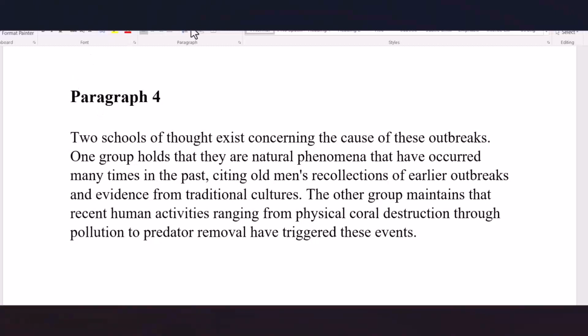I forgot to mention something interesting about the verb hold. Hold, besides its common meaning, that means to keep something under your control, for example, to keep something, to retain something.